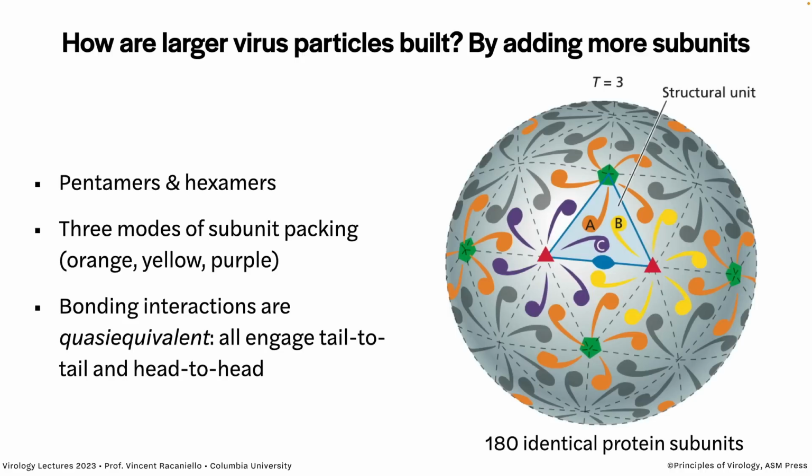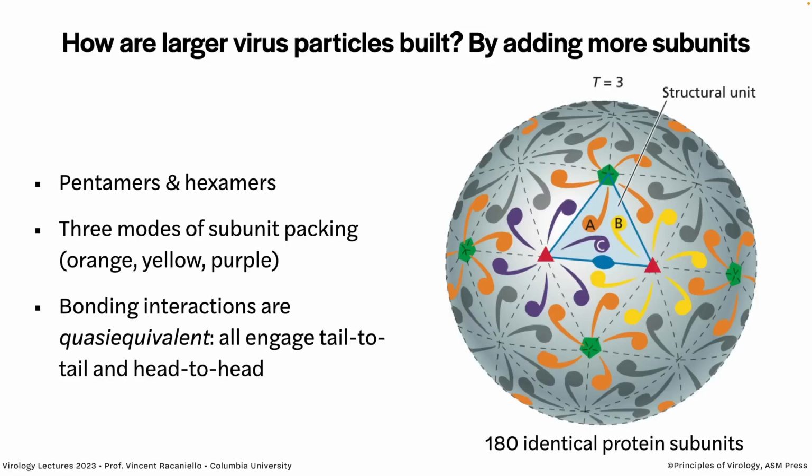So here is a virus where we have 180 identical protein subunits. Remember, the previous one had 60. This one now has 180. So obviously we've stuffed more into the capsid and it gets bigger. But then there are other consequences of that I want to tell you about. It changes the environment of the proteins. You no longer have identical interactions.